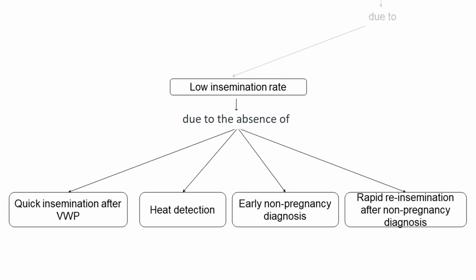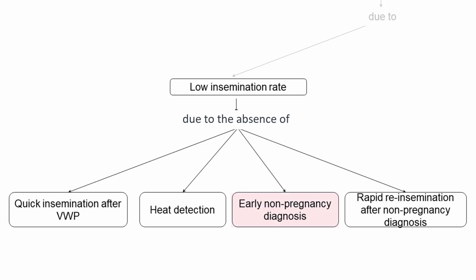To optimize the insemination rate, it is essential to inseminate cows quickly after the voluntary waiting period, to rapidly identify non-pregnant cows by heat detection and pregnancy check, and to quickly re-inseminate cows when they are found non-pregnant. A low insemination rate can be caused by the absence of one or many of these elements. It is crucial to discuss them with the person responsible for the reproduction management on the farm. For example, how is the heat detection done? What management is used to inseminate cows? And what is the frequency at which the pregnancy checks are done?